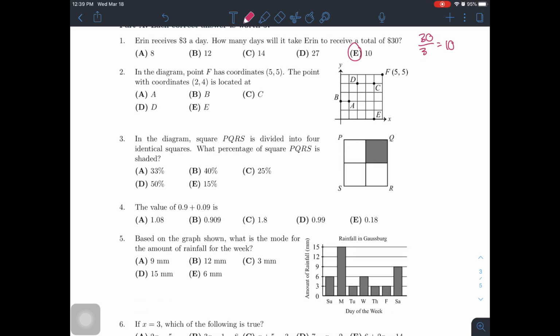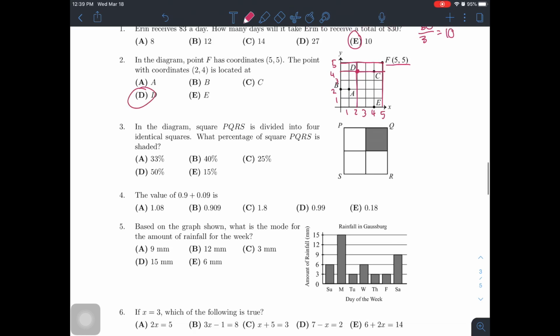Number 2. In the diagram, point F has coordinates 5, 5. The point with coordinates 2, 4 is located at. Since we know this is 5, 5, then we know that this is 5, and likewise this is 5. We can fill in the other coordinates: 4, 3, 2, 1, 4, 3, 2, 1. So 2, 4 is here. So it would be D.